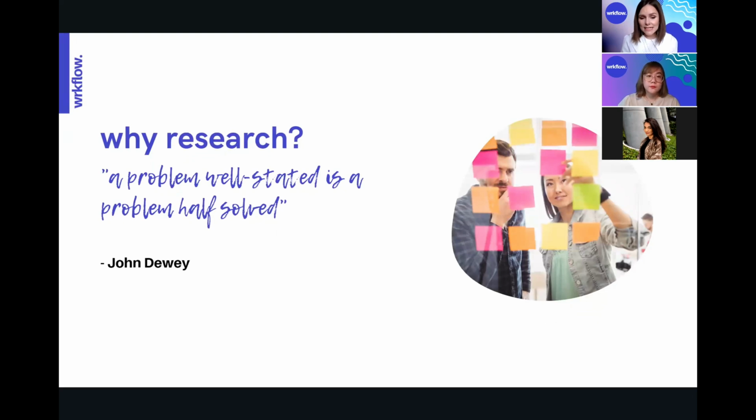So just to reiterate, a problem well stated is a problem half solved. And I really, really believe in this. And again, it is a mantra that we take to all of the clients that we work with. Let's really think about what that problem is, and it's going to make us solving it a heck of a lot easier.